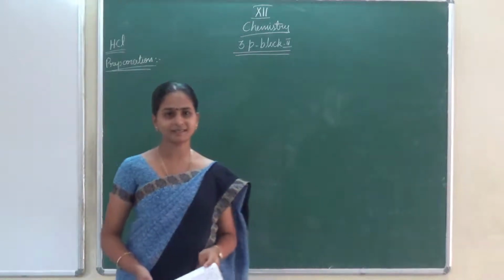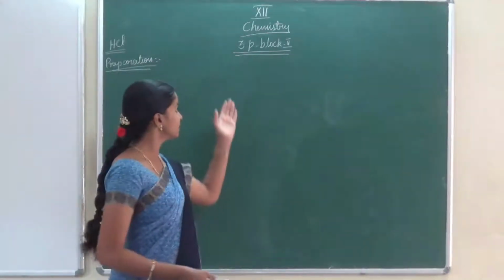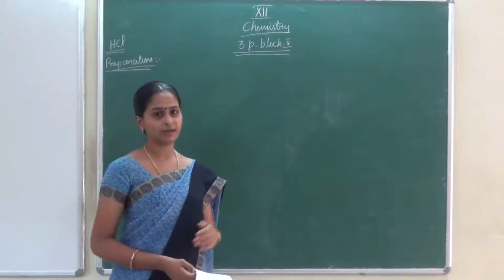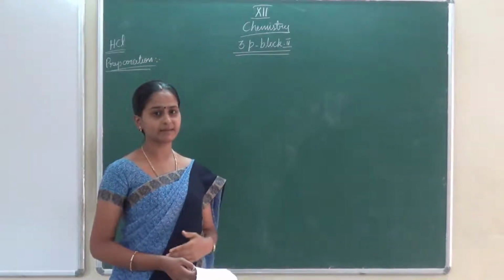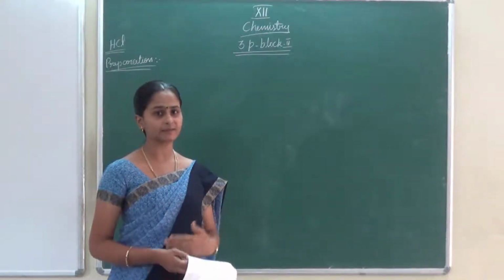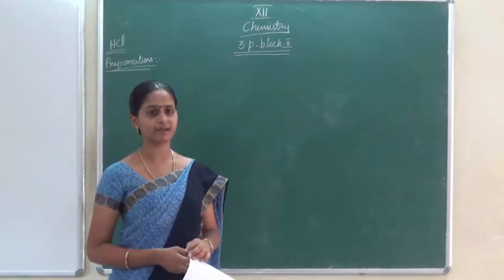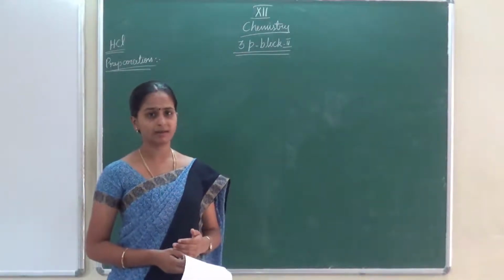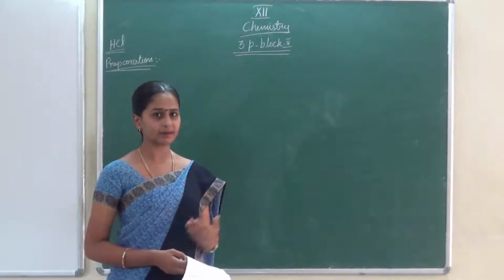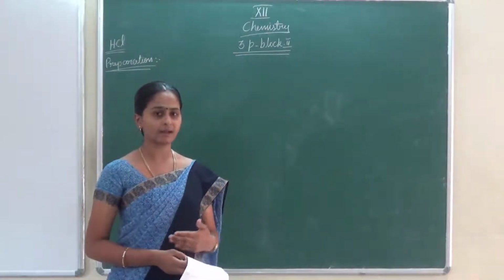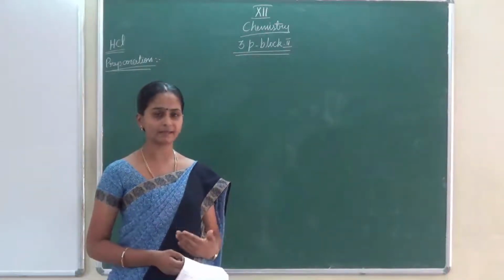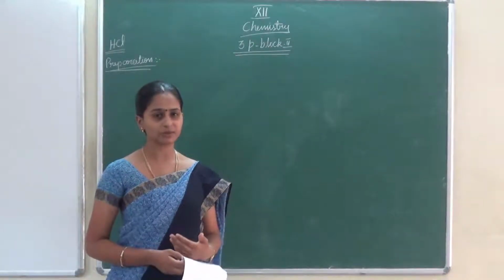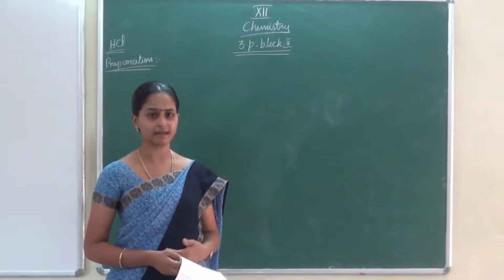Good morning, children. We are discussing P block 2. In this P block elements, we are in the halogen family. In the last class, we discussed chlorine, the important element in this family. Like that, we discussed how we can prepare chlorine, what the physical and chemical properties are, the uses, all those things we discussed in the last class.